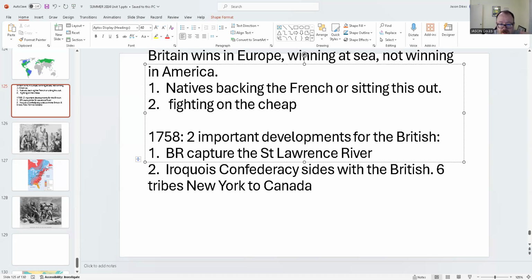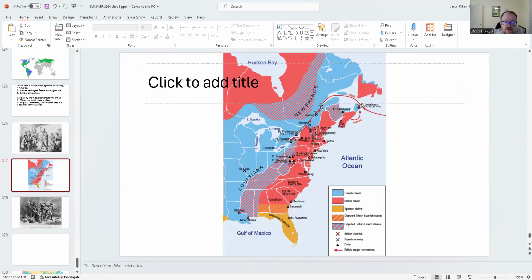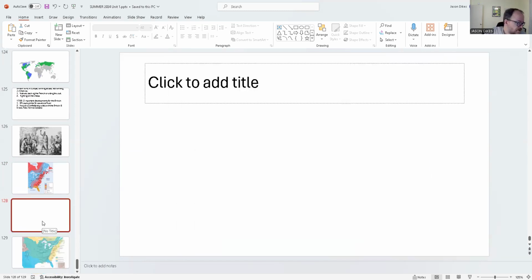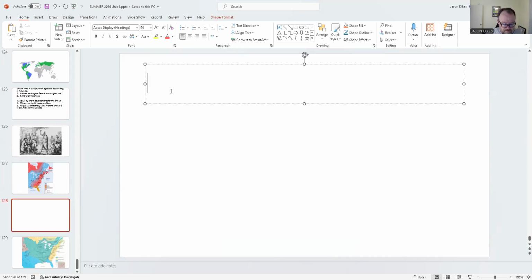They had been sitting this one out, probably waiting to see who was going to win so they could make sure they were on the winning side. I respect that. But the Iroquois Confederacy began to see which way the wind was going to blow. And so the Iroquois sided with the British, and the British have also cut off French resupply by capturing the mouth of the St. Lawrence. And so things turn in Britain's way.